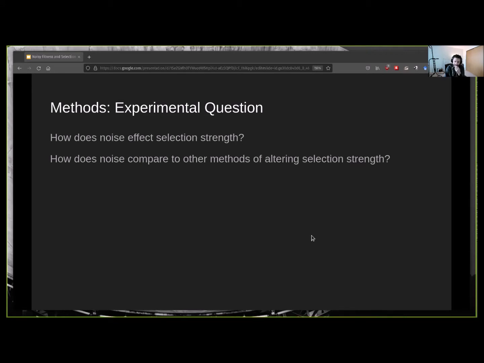So that leads us to some questions. The ones that were most important to us were: how does noise change the selection strength? And how does it compare to these other methods of adjusting selection strength that are a little bit more common?